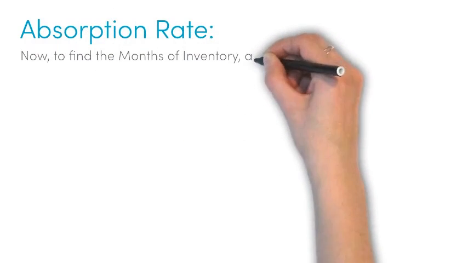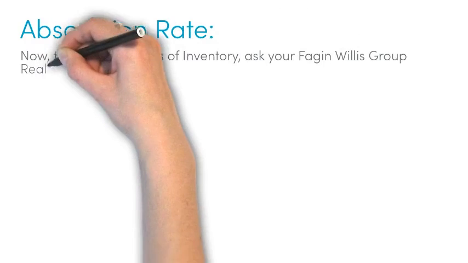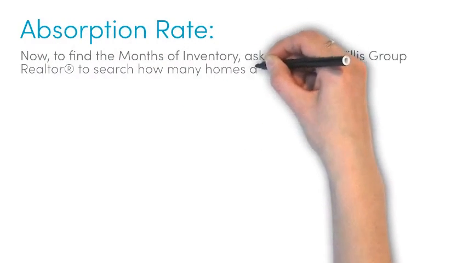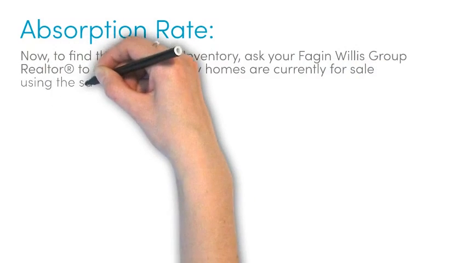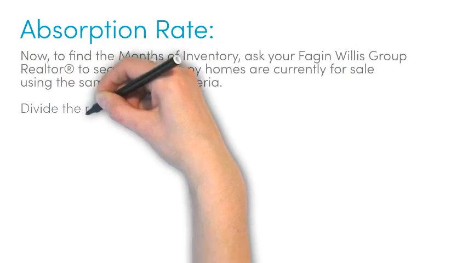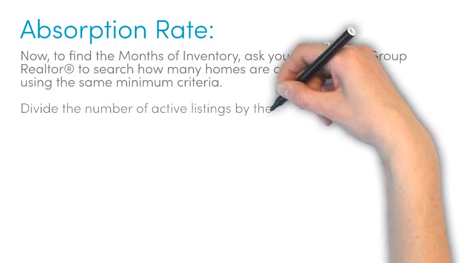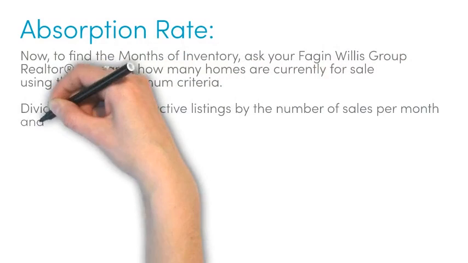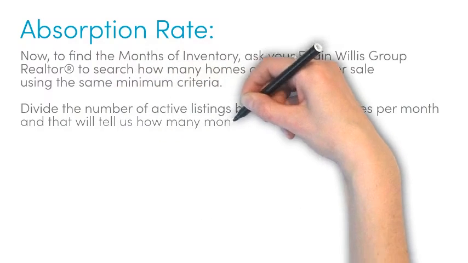Now, to find the months of inventory, ask your Fagin Willis Group realtor to search how many homes are currently for sale using the same minimum criteria. Divide the number of active listings by the number of sales per month, and that will tell us how many months it will take to sell the existing inventory.